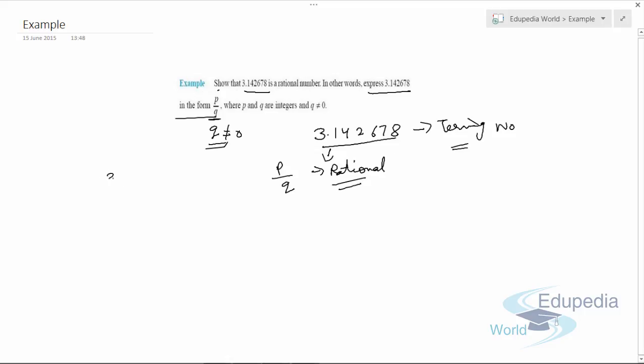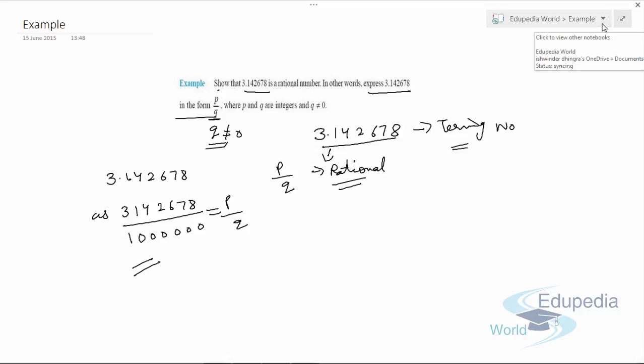Now clearly we can write 3.14267 as 314267 upon how many zeros? 1 2 3 4 5. So it will have 5 zeros. So now this directly becomes the form of p by q. So this number is a rational number. So this was an easy question to explain how to express a decimal number as a fraction and express it as a rational number.